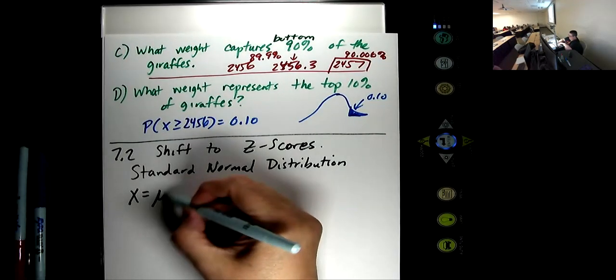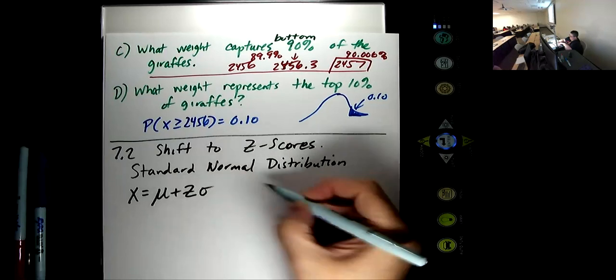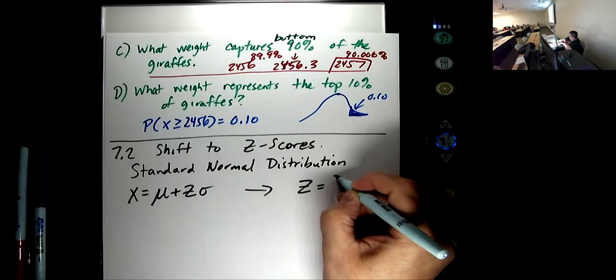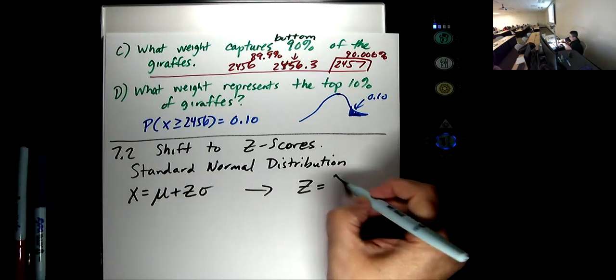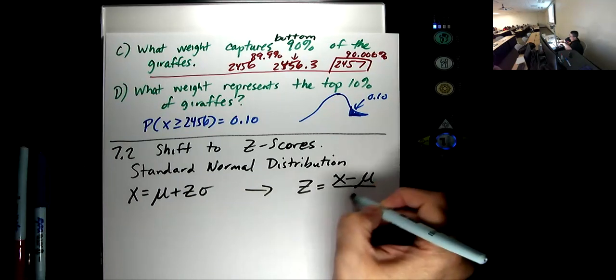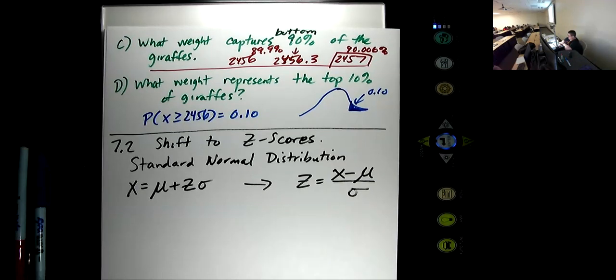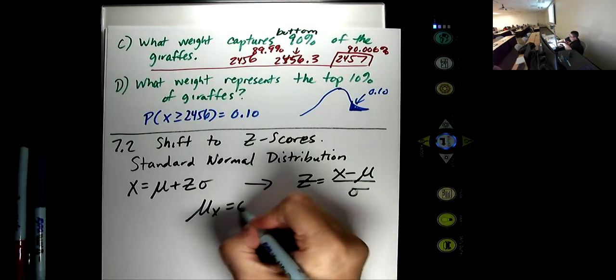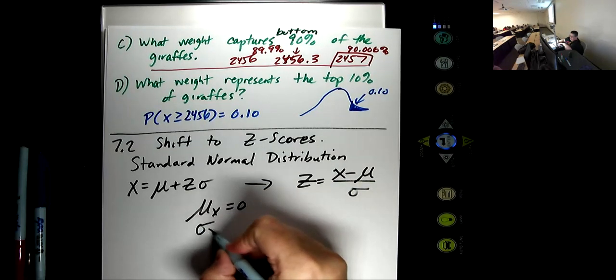X equals mu plus z sigma translates to z equals x minus mu over sigma. When you convert it to a z-score, the mean is 0 and the standard deviation is 1.